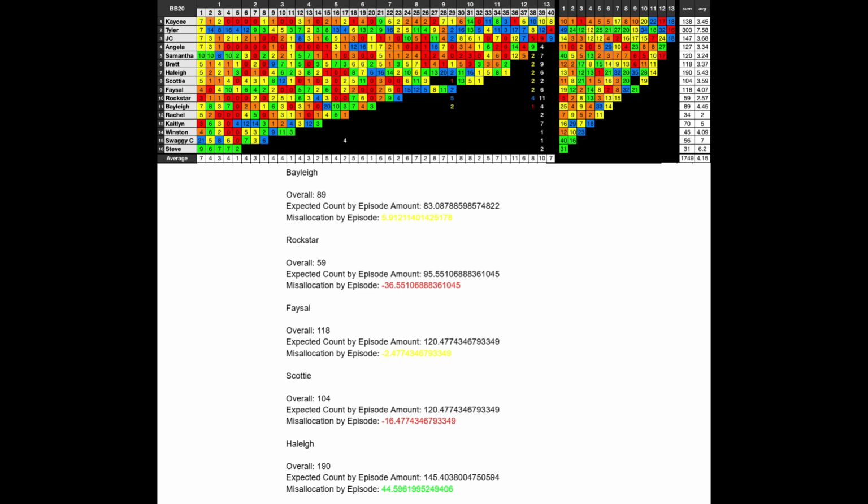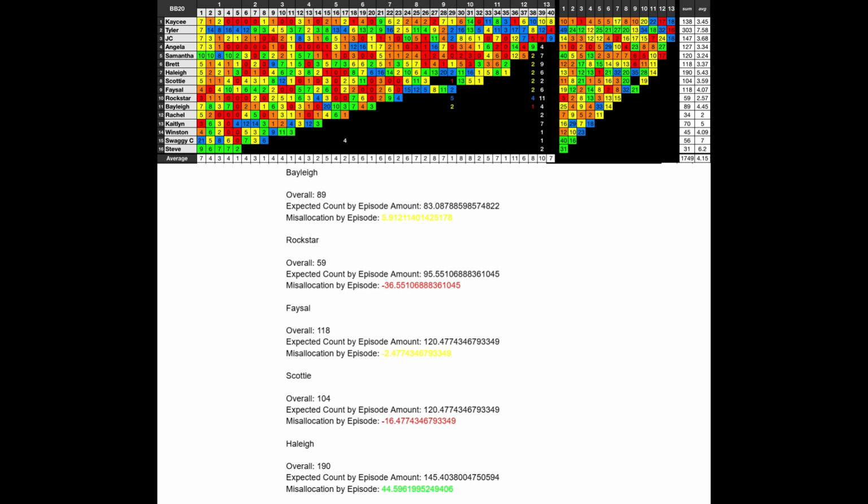Fessel got 118 diary rooms, and his expected count by episode amount is 120.47. This causes him to have a misallocation amount of negative 2.47, so he's very close to having the perfect distribution, though he's still in the balanced distribution. Scotty got 104 diary rooms, and his expected count by episode amount is 120.47, causing a negative 16.47 misallocation.